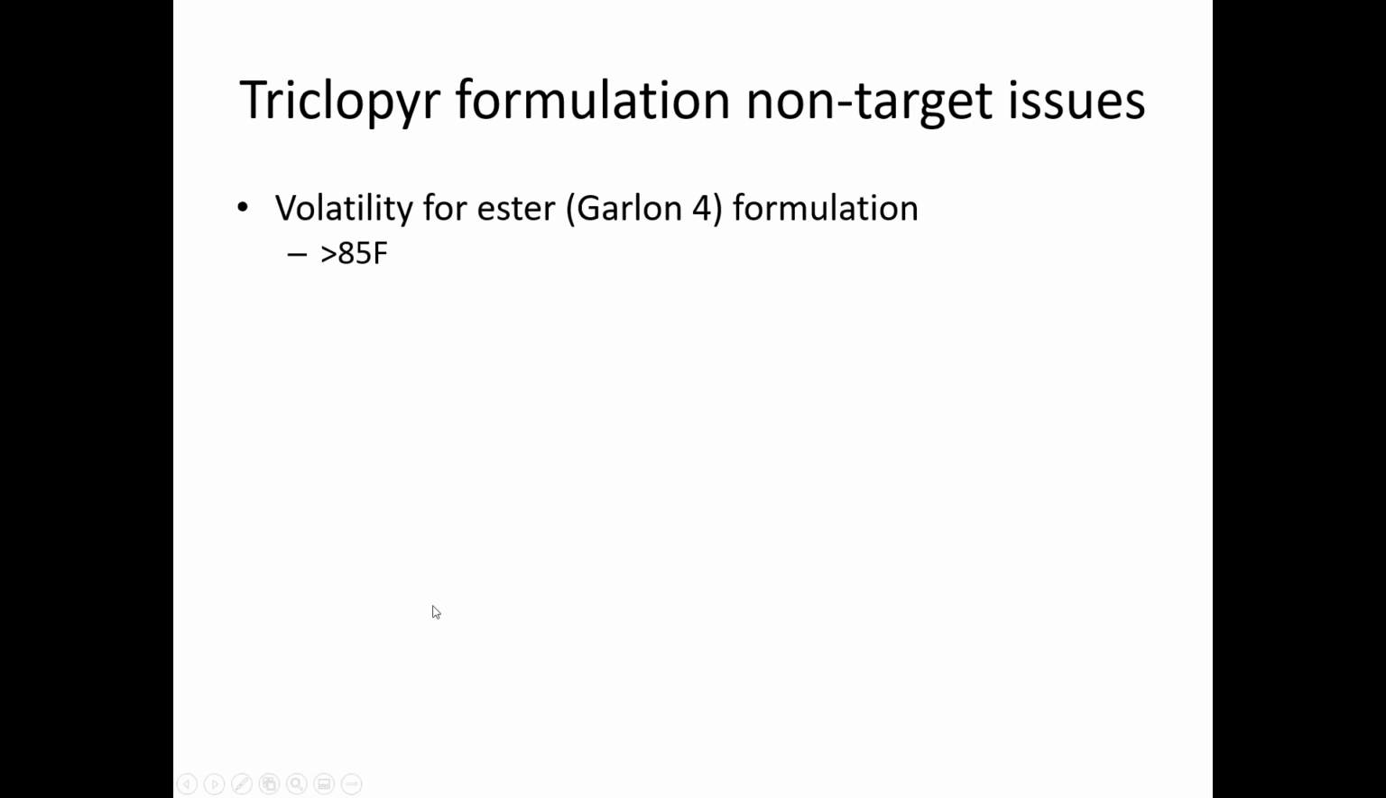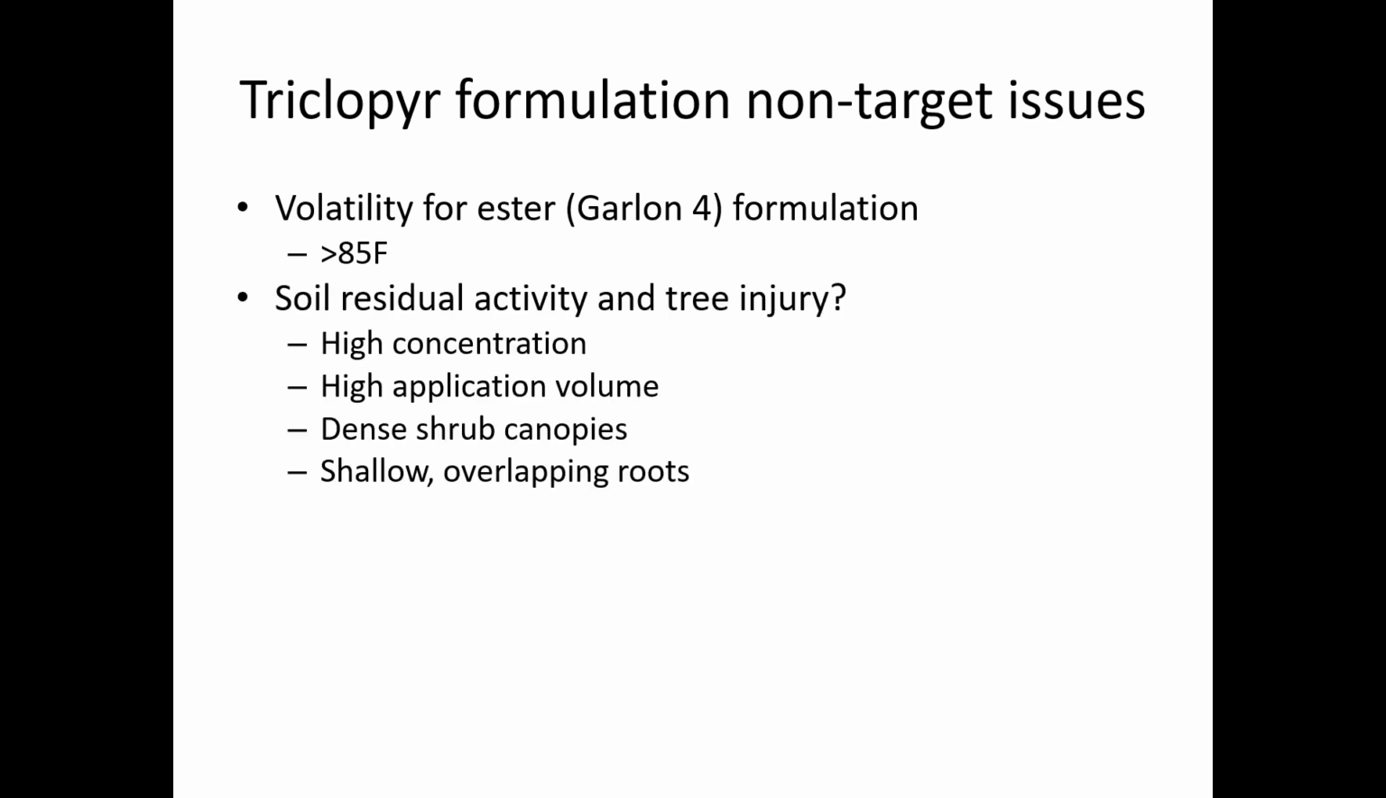And many of you have seen this with Garlon 4 type treatments. See a lot of leaf curling, leaf cupping when you're doing basal bark applications on nearby species on very hot days. Okay, so we know that now. None of the other 3 formulations really have volatility issues. So the good news is, in the heat of the summer, getting away from Garlon 4 is probably a good idea anyway, or getting away from the ester formulation, definitely a good idea.